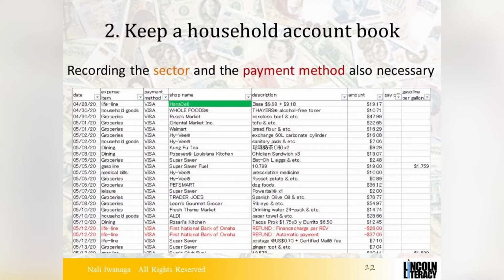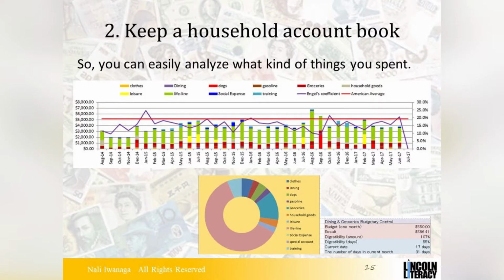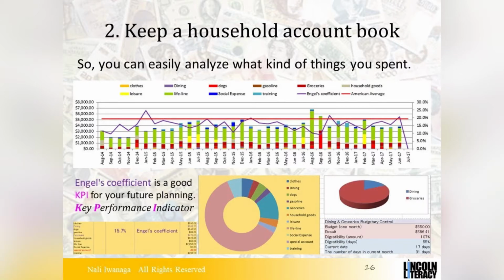Keep a household account book. Recording the sector and the payment method is also necessary, so you can easily analyze what kind of things you spend. Engel's coefficient is a good key performance indicator for your future planning.